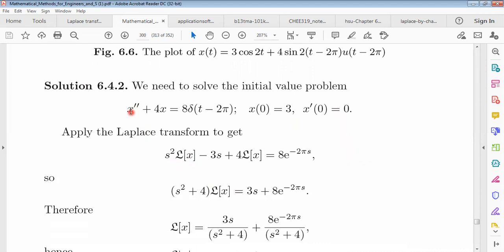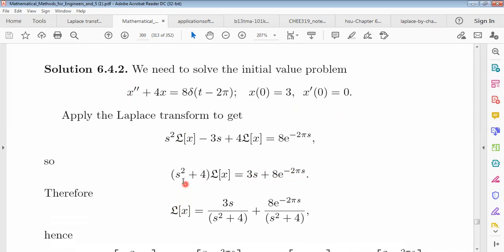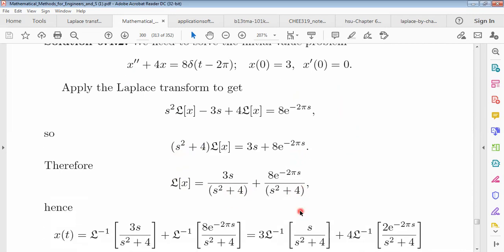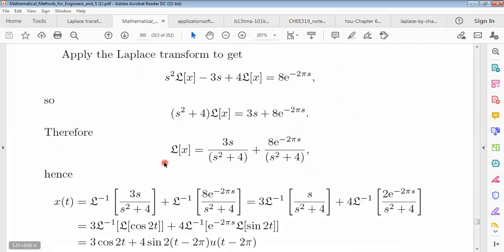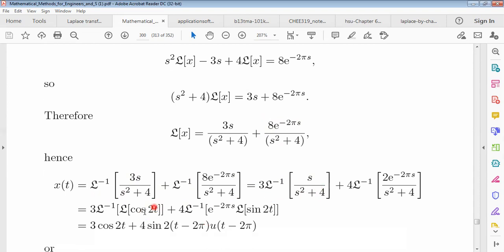Using the double derivative property of the Laplace transform, we get this: the Laplace transformation will be (3s plus 8 e to the power minus pi s) divided by s square plus 4. Now x(t) can be found by taking the inverse Laplace transformation. The constant 3, times the inverse Laplace transformation of s divided by s square plus a square, is the Laplace transformation of cos twice t. And this other term is the Laplace transformation of sin twice t, and e to the power minus 2 pi s is common.